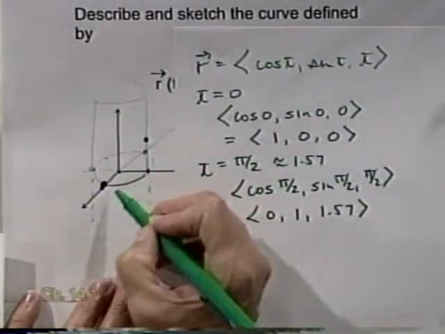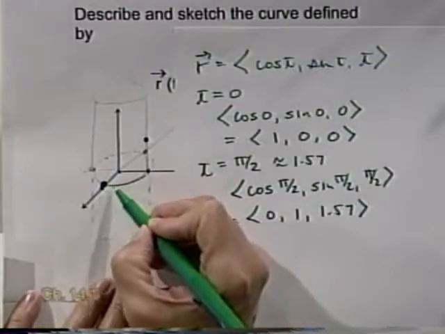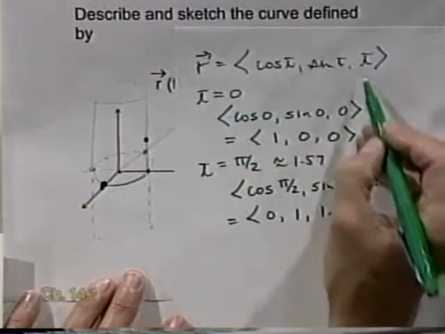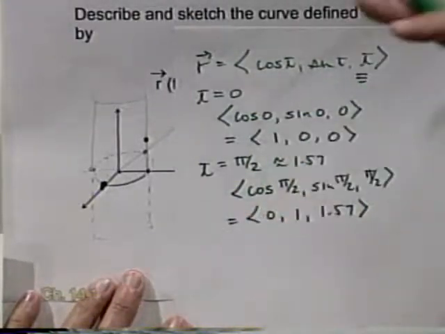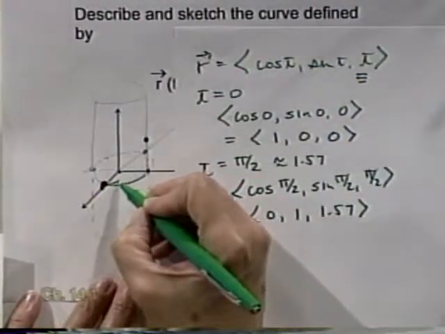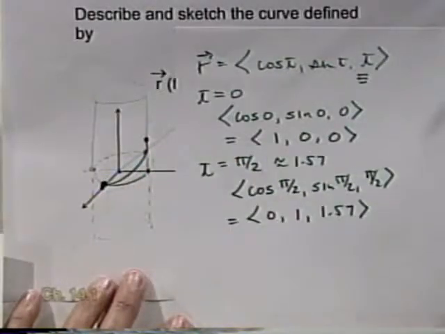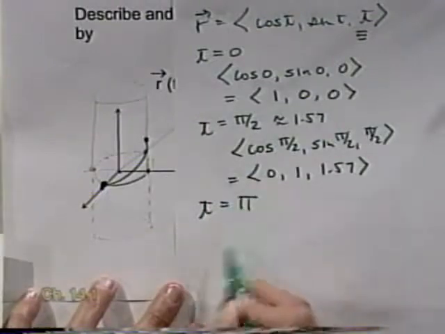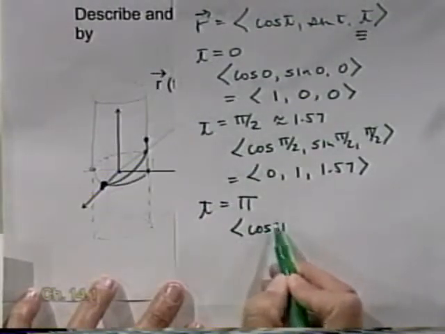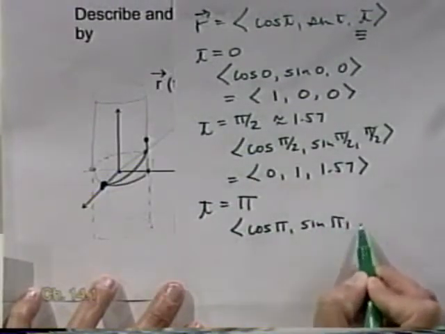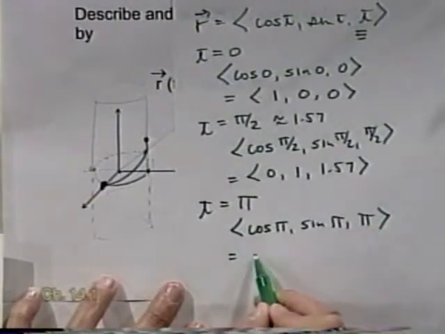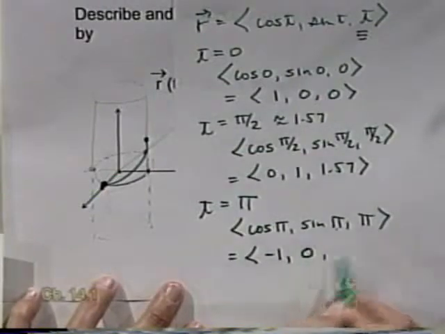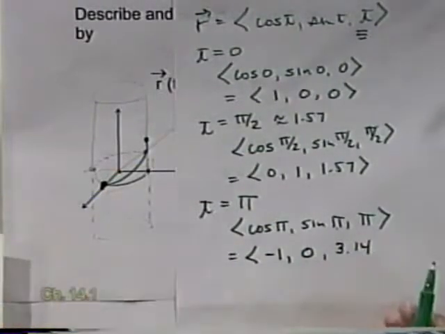So what's happening is, as I'm going from here to here, as t is going from 0 to pi over 2, since the z coordinate is t, it's going to be lifting you up above the xy plane. Let's let t be pi and see what happens. If I let t be pi, notice my vector is cosine pi, sine pi, pi, which gives me cosine of pi is -1, sine of pi is 0, and pi is about 3.14.